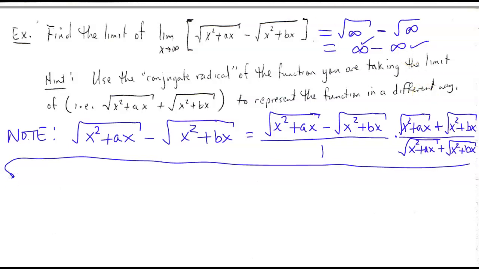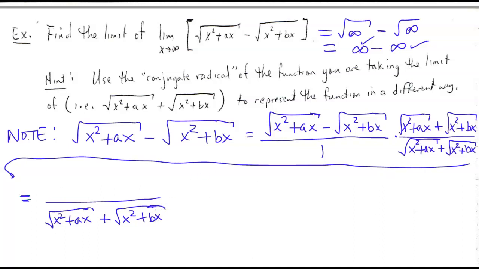And now what you see here is that we need to multiply numerator and denominator here. Now, of course, the denominator, not much to it. So not much to it. Denominator still just is going to be square root of x squared plus ax plus square root of x squared plus bx.